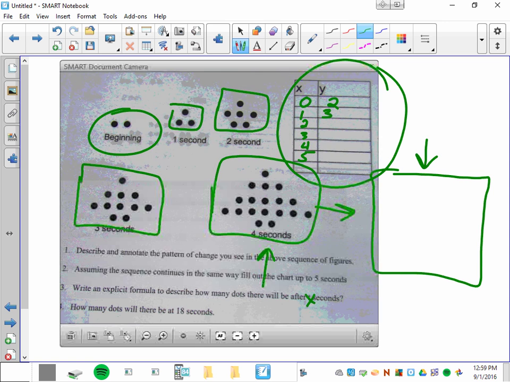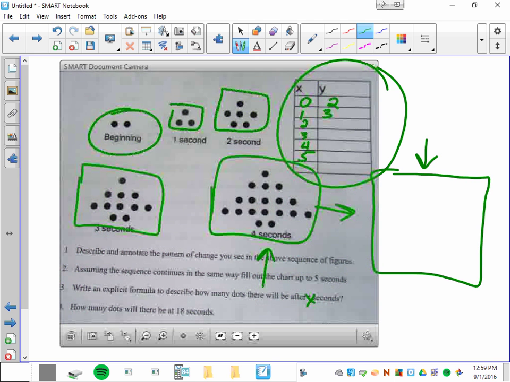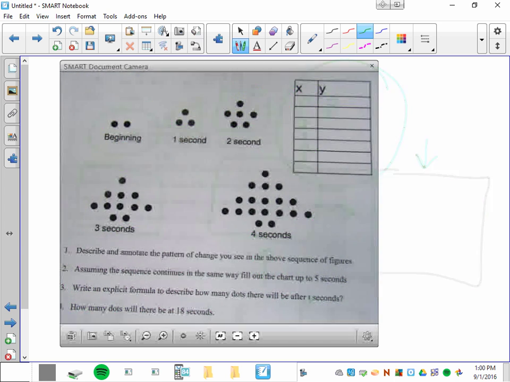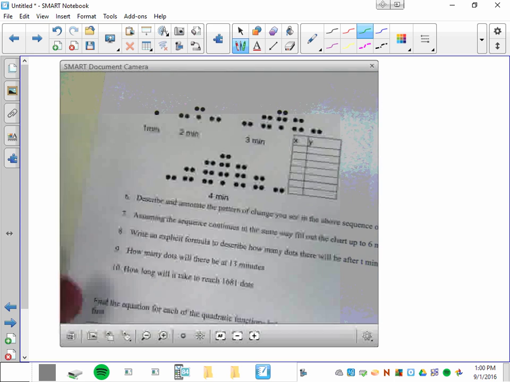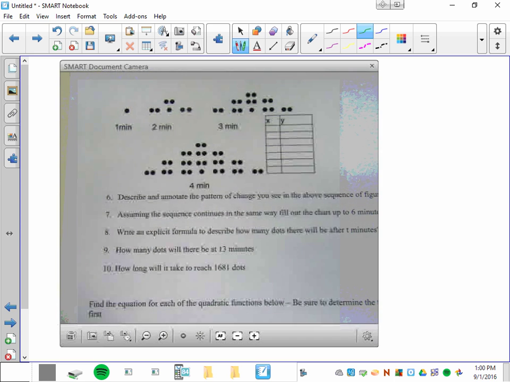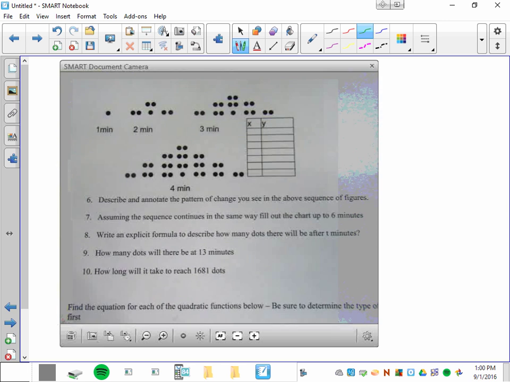And then you can use your calculator, go into Stat, Edit, put in however many points you need to put in, and then you can figure out the equation, whether it's linear, exponential, or quadratic. So in just a second, we're going to pause the video so you can work on questions 1, 2, and 3. But as soon as you finish 1, 2, and 3, you'll flip over to the back side. You'll do the exact same thing for questions 6, 7, and 8. It's just a different pattern of dots, but it's the exact same questions.